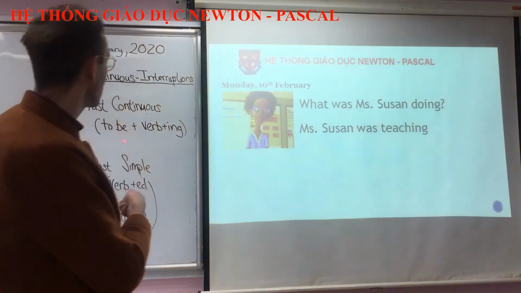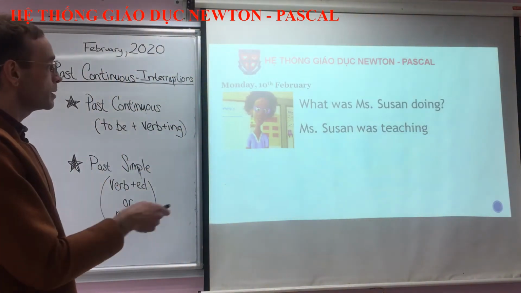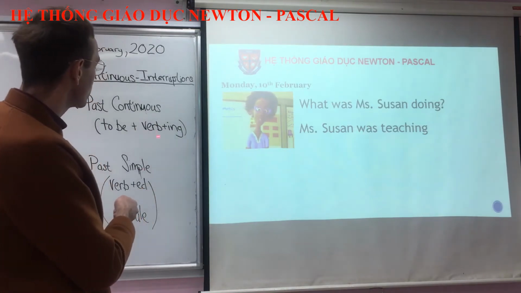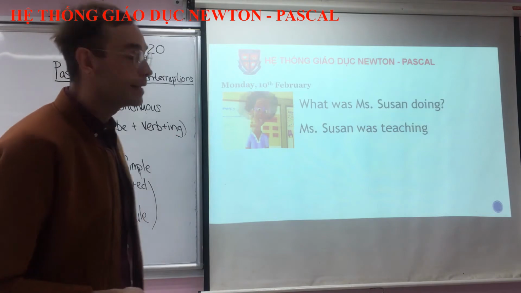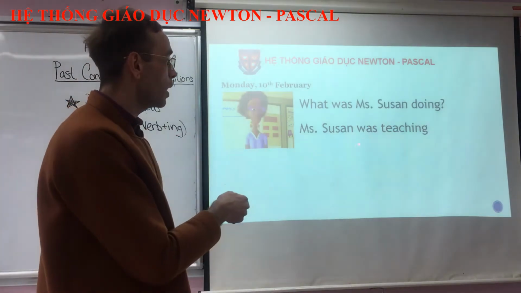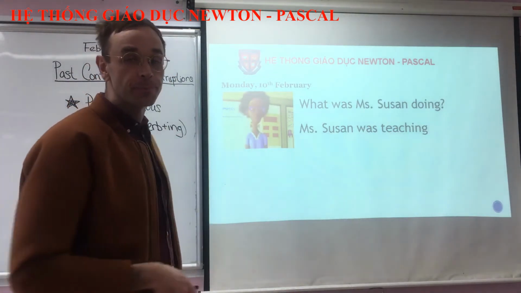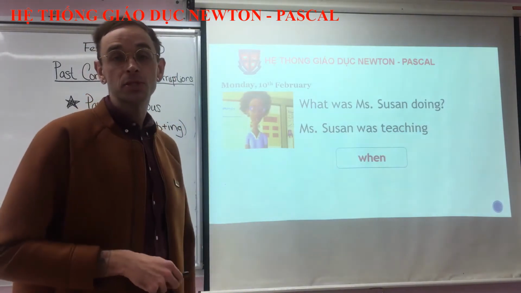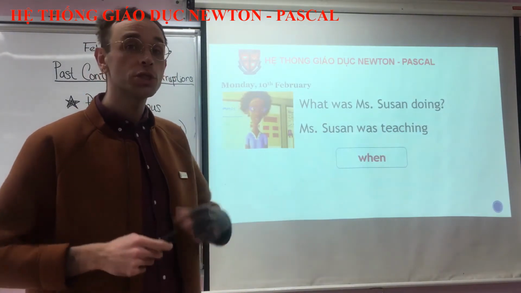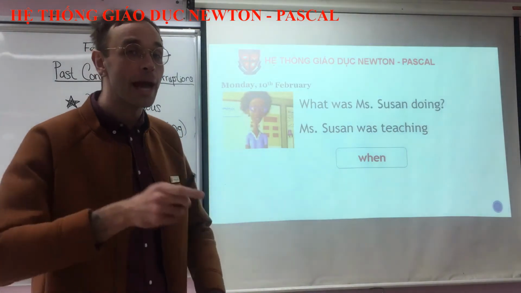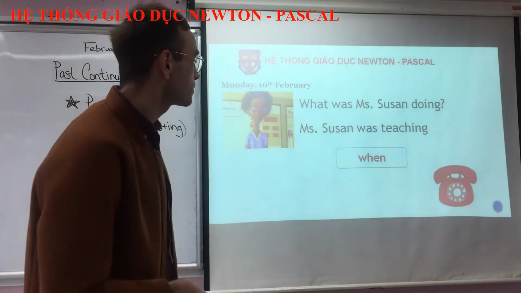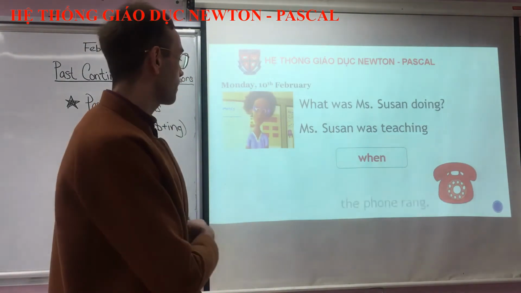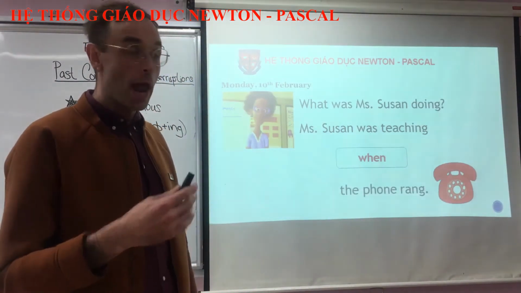So, we need our verb to be. Miss Susan was. We also need our verb plus ing. Miss Susan was teaching. Now we need our conjunction. When. Miss Susan was teaching when she got interrupted. How did she get interrupted? Miss Susan was teaching when the phone rang.